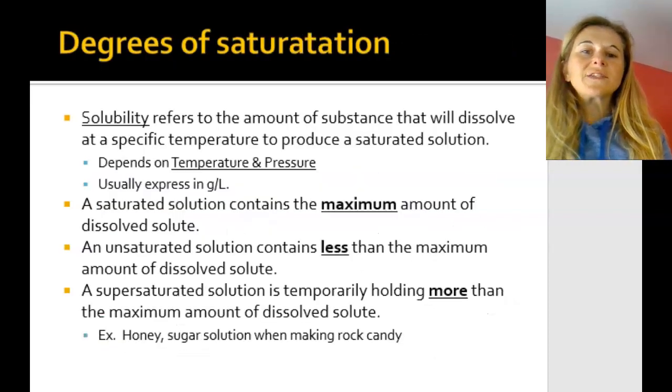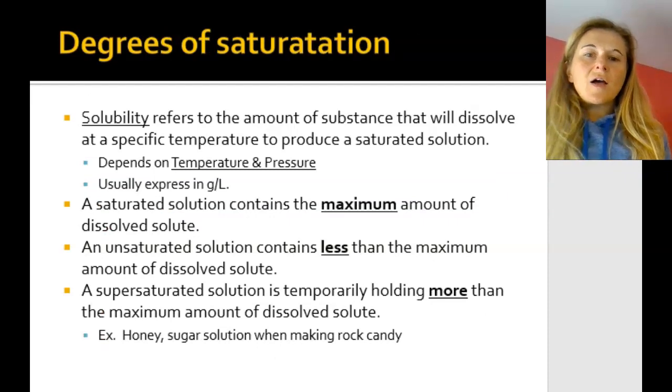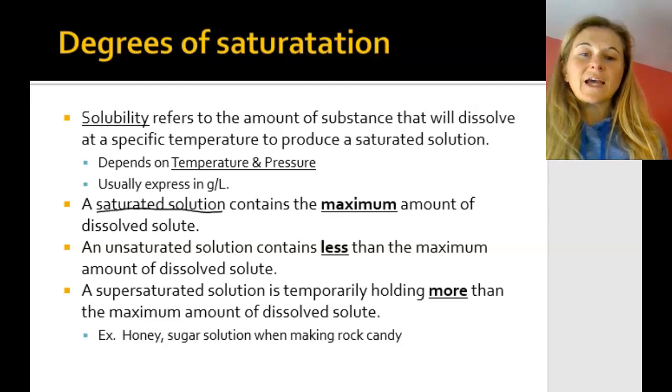So degrees of saturation. Solubility refers to the amount of a substance that will dissolve at a specific temperature to produce a saturated solution. So let's look here. What is a saturated solution? So a saturated solution contains the maximum amount of dissolved solute.